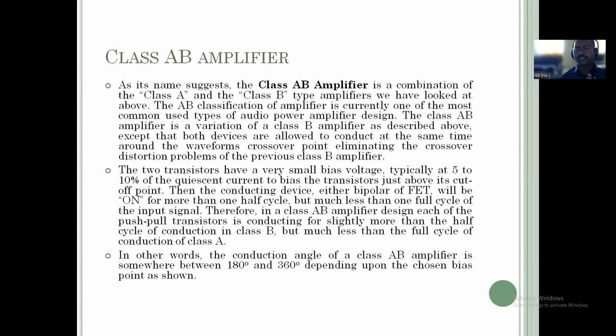In the same way, in class AB, what has been done is that the advantages of class A and the advantages of class B are coming together. It forms the class AB type of amplifier, right?